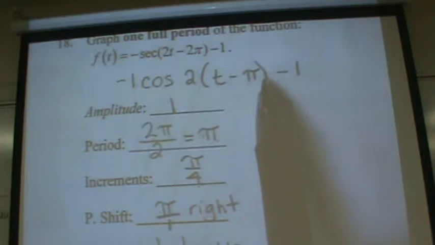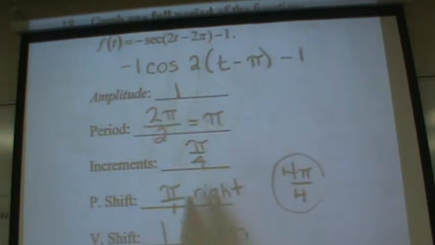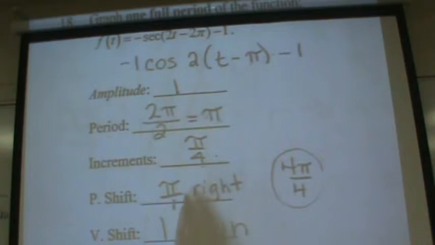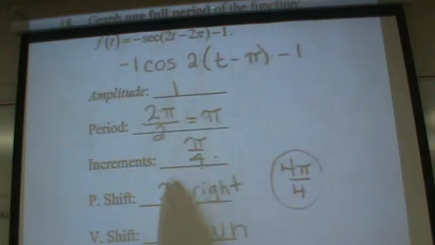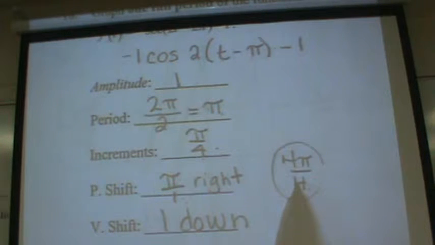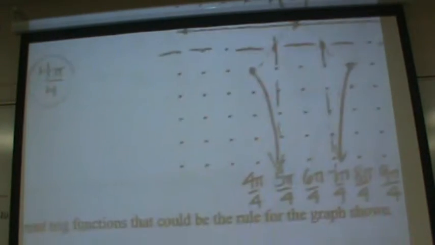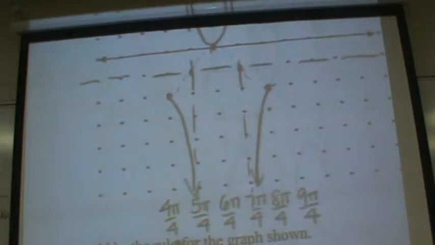Your phase shift is pi units to the right. But you want to turn pi and pi over 4 into the same increments. So I would multiply this by 4 over 4. So this is your start position, 4 pi over 4. And then you're going to count by pi over 4. So I have right here 4 pi over 4, and if you keep counting by pi over 4, you get 5 pi over 4, 6 pi over 4, 7 pi over 4, 8 pi over 4, 9 pi over 4.